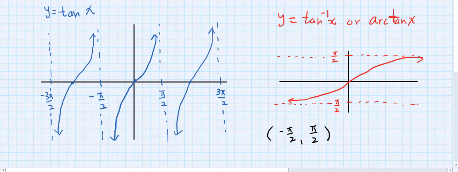Now, some of you might think that looks similar to the restriction on inverse sine x, but there's a slight difference. On inverse tangent, we don't include the endpoints, whereas on inverse sine x, we included the endpoints.